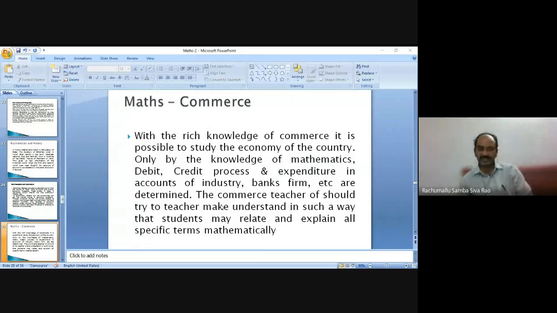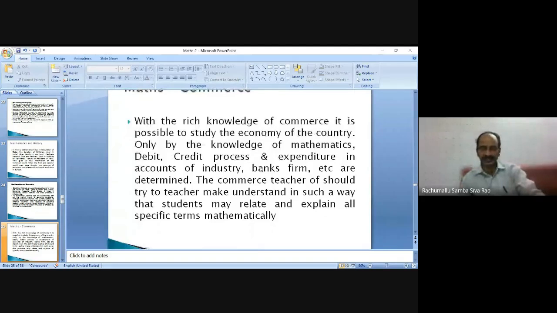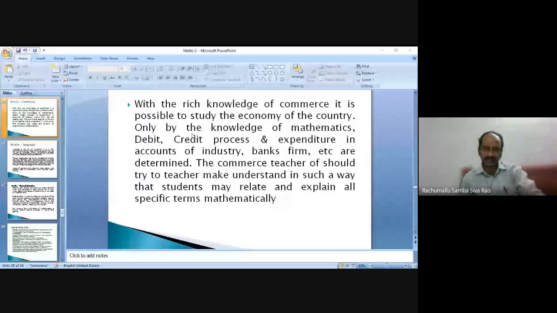A commerce teacher should try to make students understand in such a way that they may relate and explain all the specific terms mathematically. So we can say that there exists a correlation between maths and commerce also. So this is the correlation between maths and social sciences, in detail: maths and geography, maths and history, maths and economics, and maths and commerce.